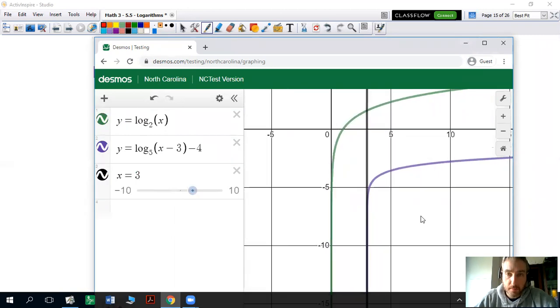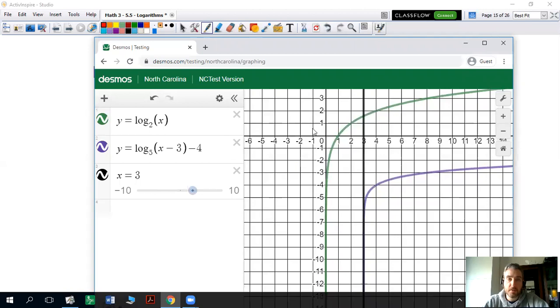All right, so let's compare. Log base 2 of x is the green function. That's your parent function. Oops, I should make that a 2. There we go. Log base 2 of (x minus 3), -4. It went right 3 and down 4.